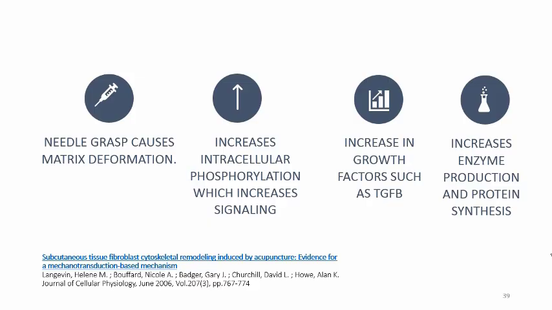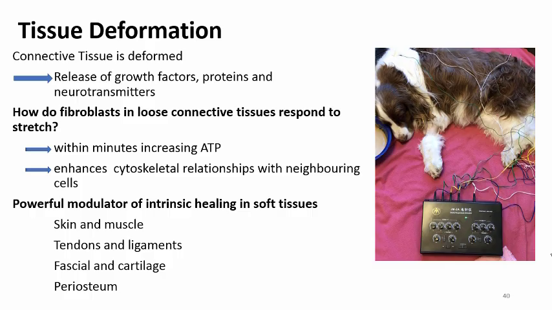And a summary for this is that we have the needle grasp that's going to cause matrix deformation. It's going to increase our intracellular phosphorylation, which is going to increase signaling. There's going to be an increase in growth factors, such as transforming growth factor beta. And it's going to increase enzyme production and protein synthesis. So really, our connective tissue is deformed. And there's a release of growth factors, proteins, and neurotransmitters. And then the fibroblasts and the loose connective tissue respond to the stretch.